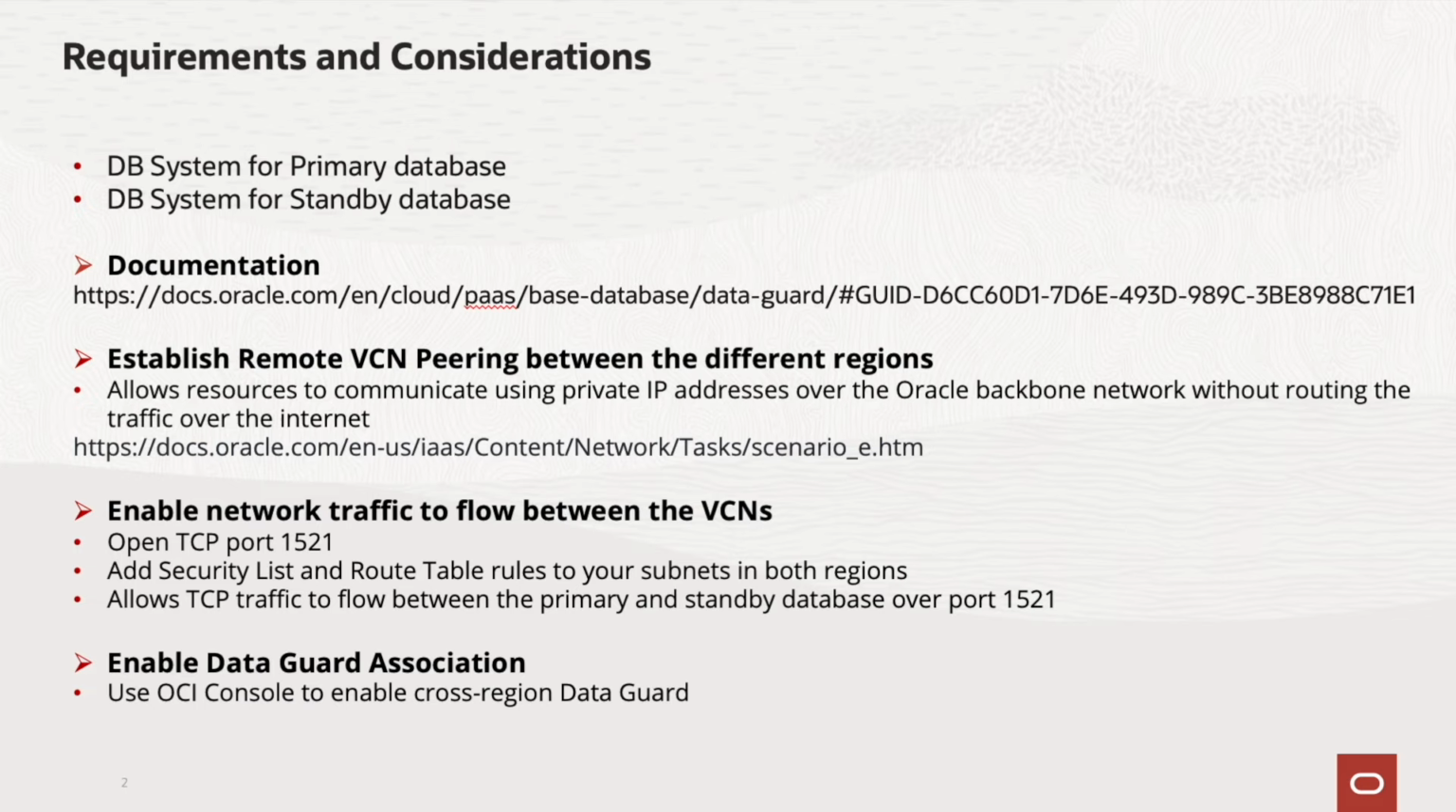Then enable network traffic to flow between the VCNs. For this, open the TCP port 1521 to allow Oracle DataGuard redo transport to flow between the primary and standby database. Add the appropriate security list and route table rules to your subnets in both regions to allow TCP traffic over port 1521 in both directions.